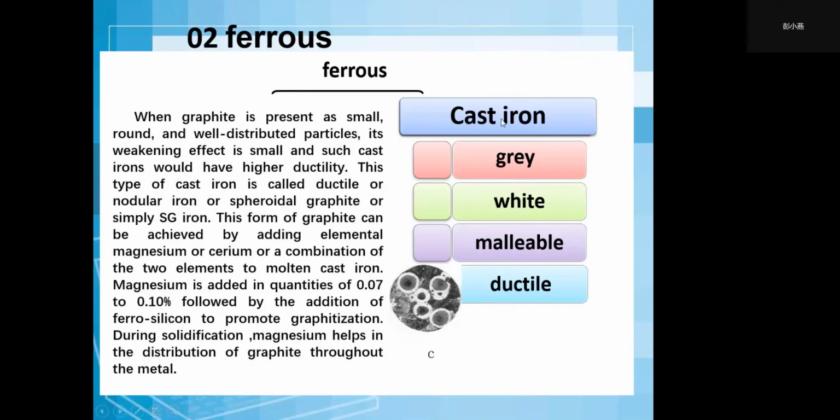So for the cast iron, and for the gray cast iron, the carbon is flake graphite. And for the malleable cast iron, the carbon is nodular graphite. And for ductile cast iron, the carbon is in the shape of round graphite. But for white cast iron, the carbon is in the form of cementite.